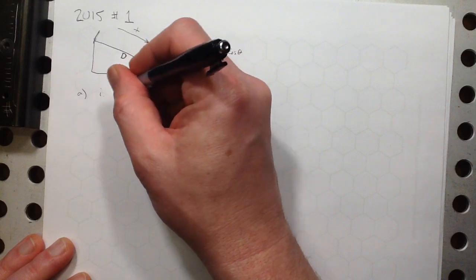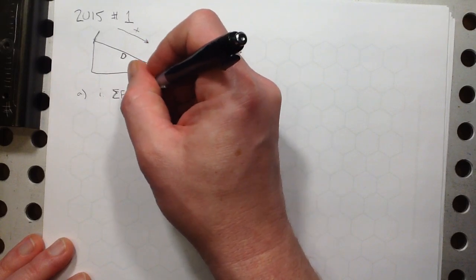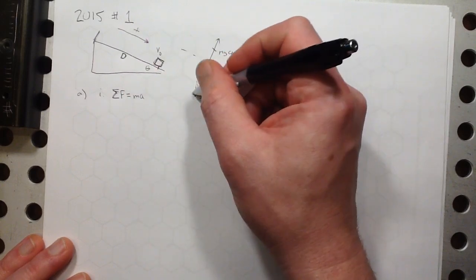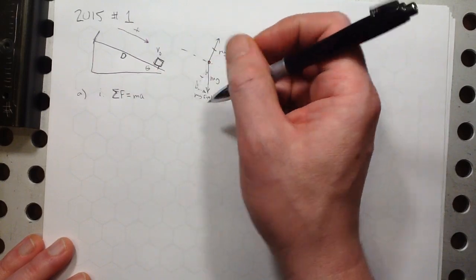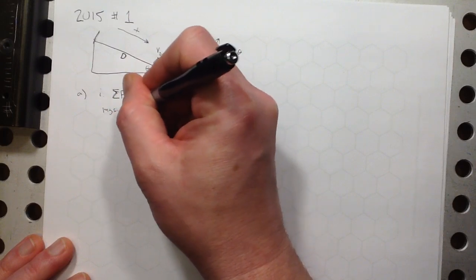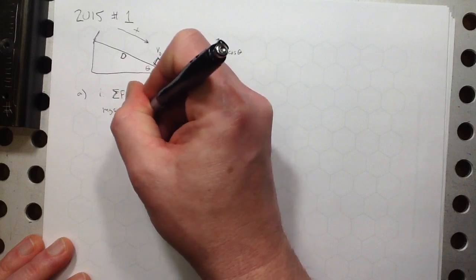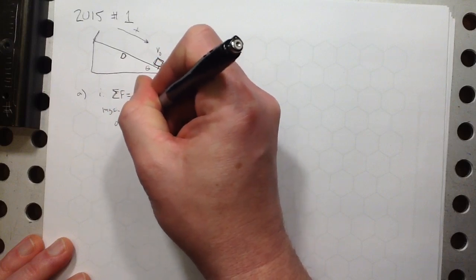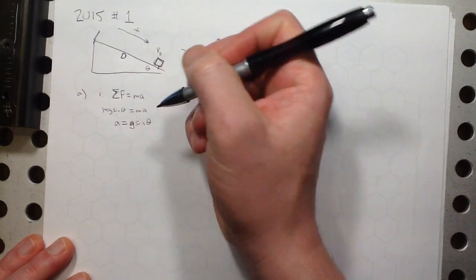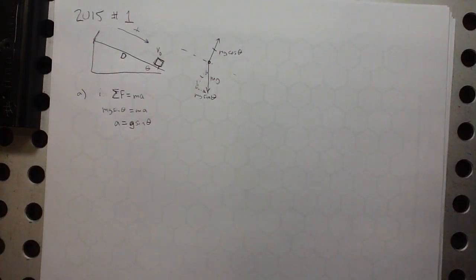So the net force on the block would just be this, right? Those balance out, so we just have mg sine theta equals ma. So the acceleration of the block is g sine theta. If there's no friction, this is always the case, right? It's the sine component of gravity.